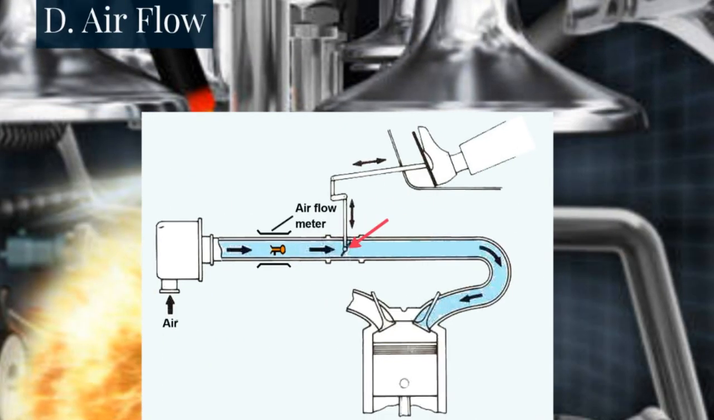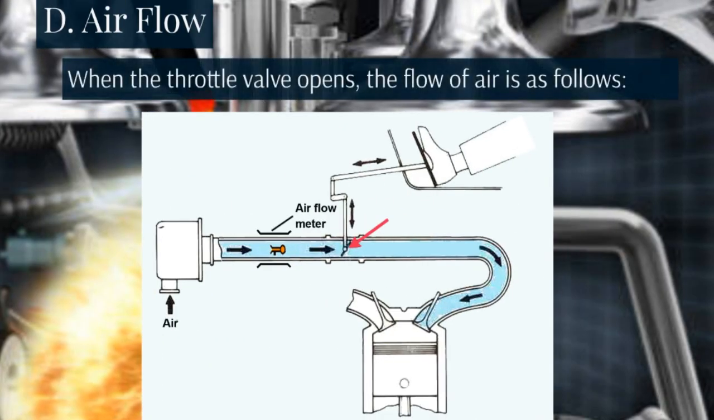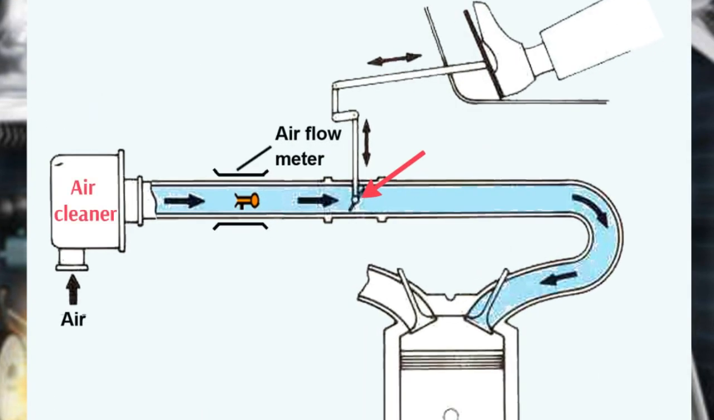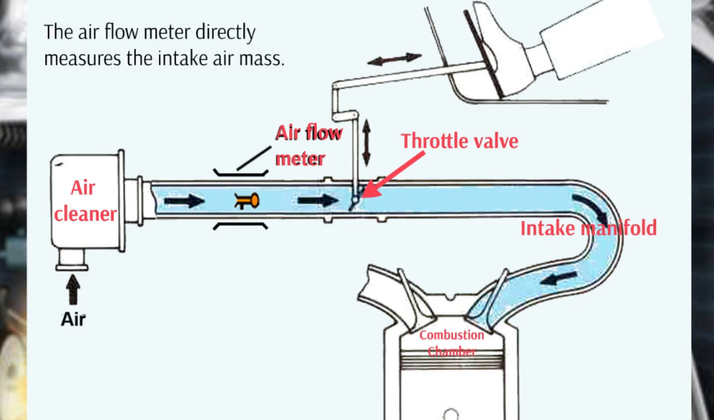Airflow. When the throttle valve opens, the flow of air is as follows. Air cleaner. Airflow meter. Throttle valve. Intake manifold. Combustion chamber. The airflow meter directly measures the intake air mass.